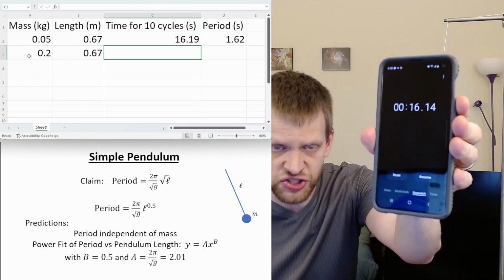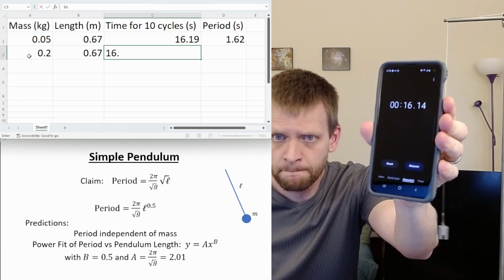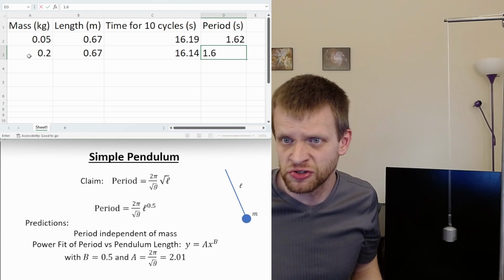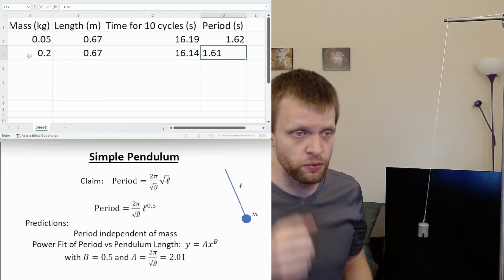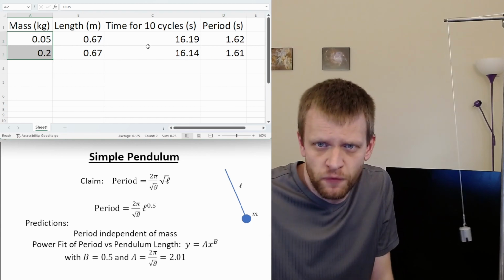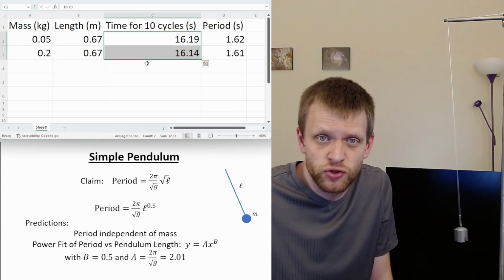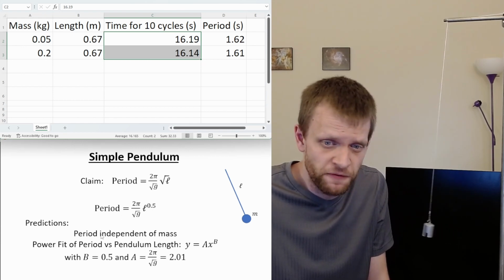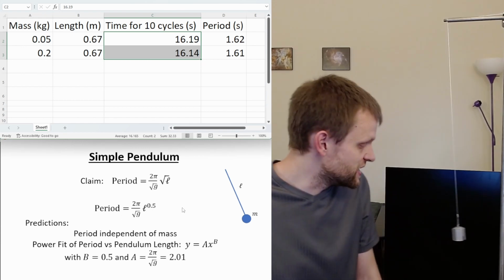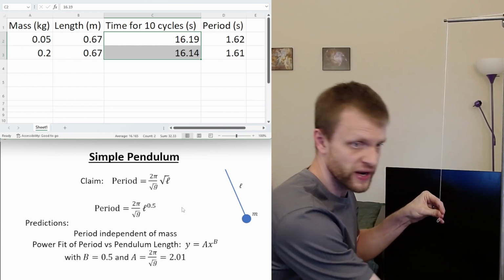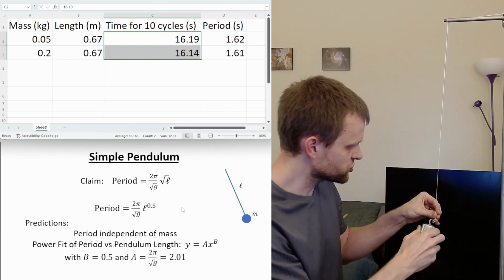I got 16.14. So the period would be 1.61 approximately for that. So again, I changed the mass by a factor of 4. Doesn't seem to have affected the period very much at all. So again, so far we seem to be getting that the period is independent of the mass, but let's try a larger mass. I'm going to switch this one now out for a 500 gram mass.